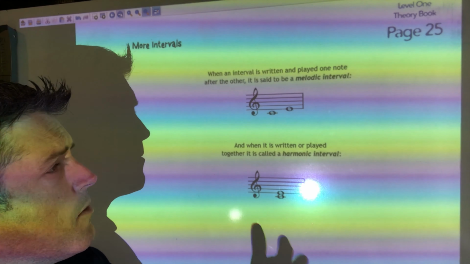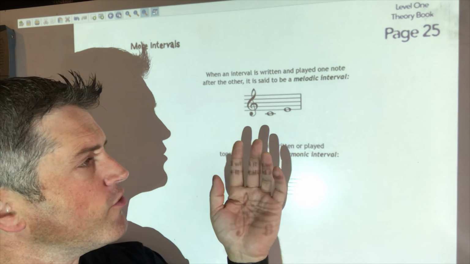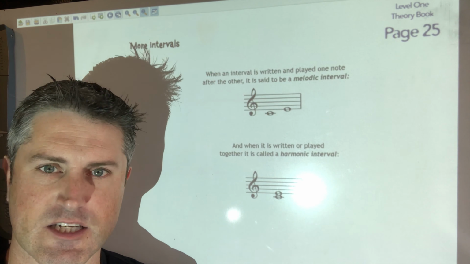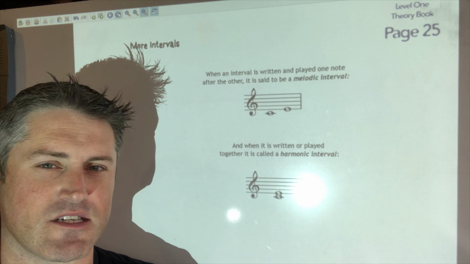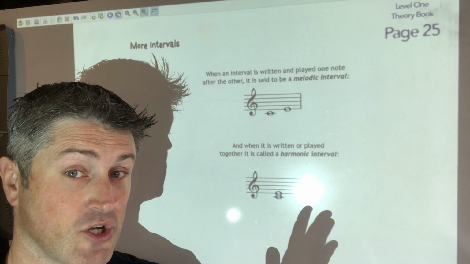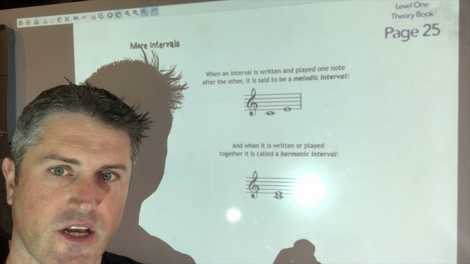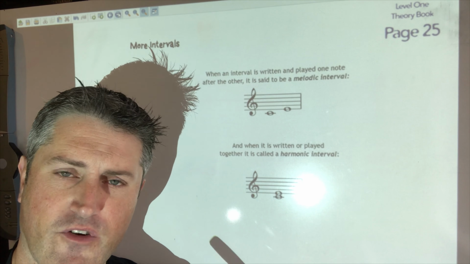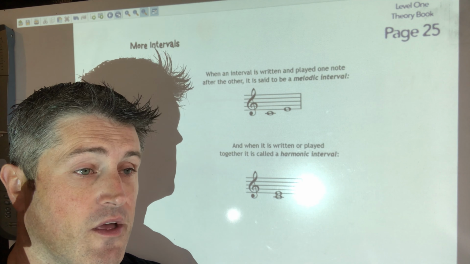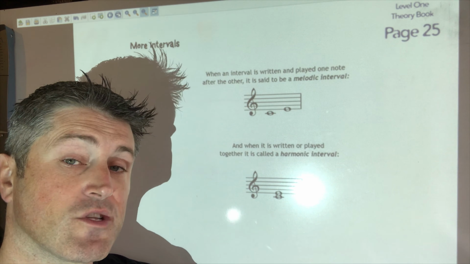Okay, so more intervals. Now, what we've already done up to this point here is we've identified that we've got different intervals, or different spaces between them. But what we haven't discussed is the fact that we've got notes either being played at the exact same time or following each other. Now, if we've got notes that are following each other, so different pitch, or it could be the same, I guess, following each other there, that's what's known as a melody.